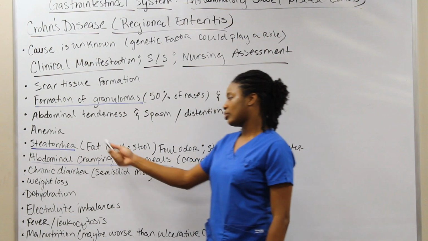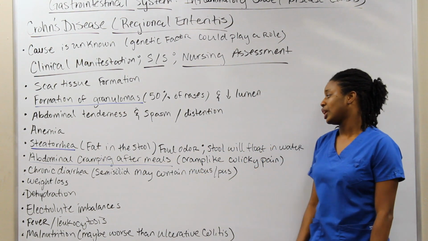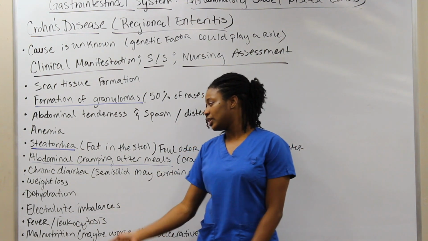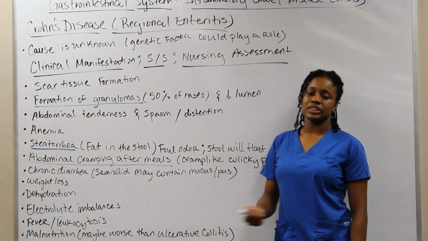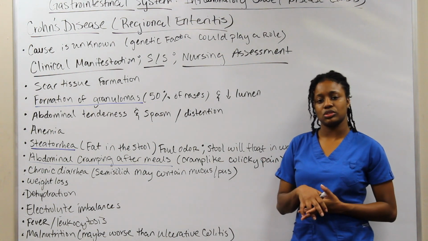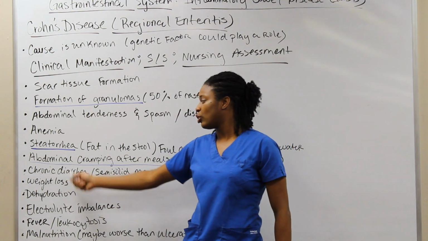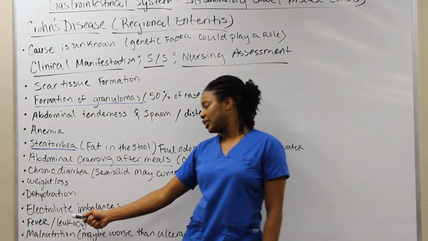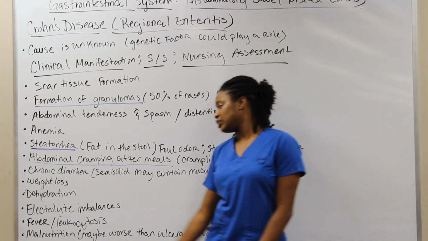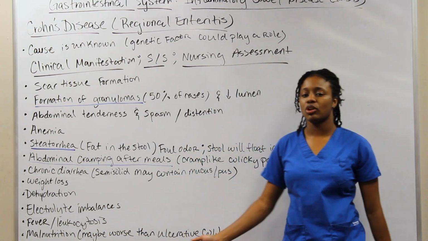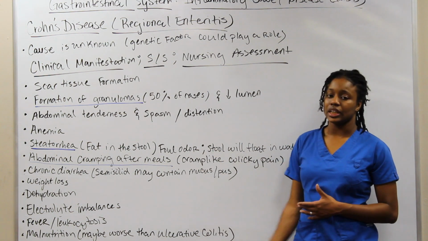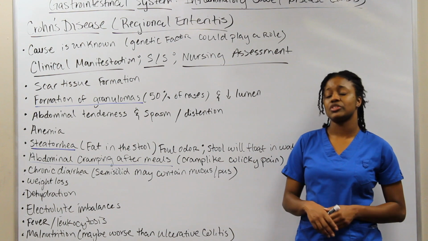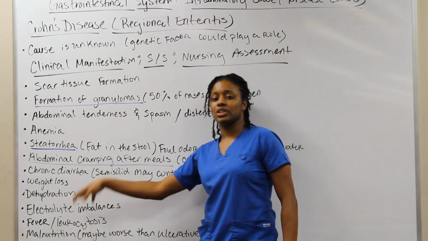You're going to see abdominal cramping after meals, okay? And it's going to be a cramp-like, colicky type of pain, all right? You have chronic diarrhea. It can be semi-solid, and it may contain mucus or pus within the actual stool itself, okay? Again, weight loss, dehydration, electrolyte imbalances, fever, and leukocytosis, and then you may have malnutrition, which you may see more of within Crohn's than in ulcerative colitis. Doesn't mean that you're not going to see malnutrition with ulcerative colitis, but you're going to see a worsening of that within Crohn's disease.